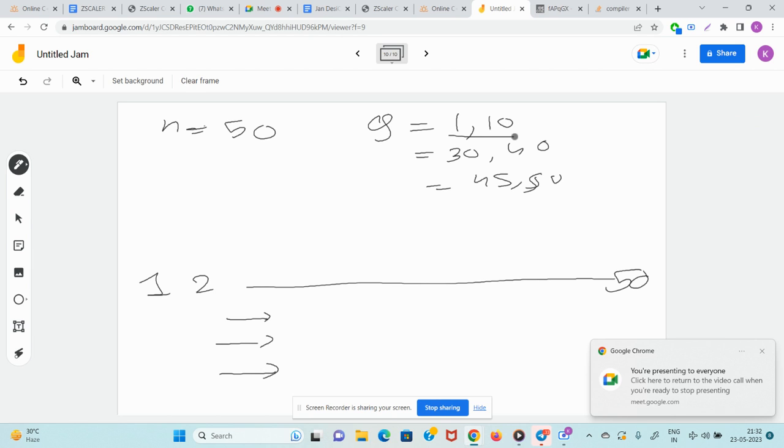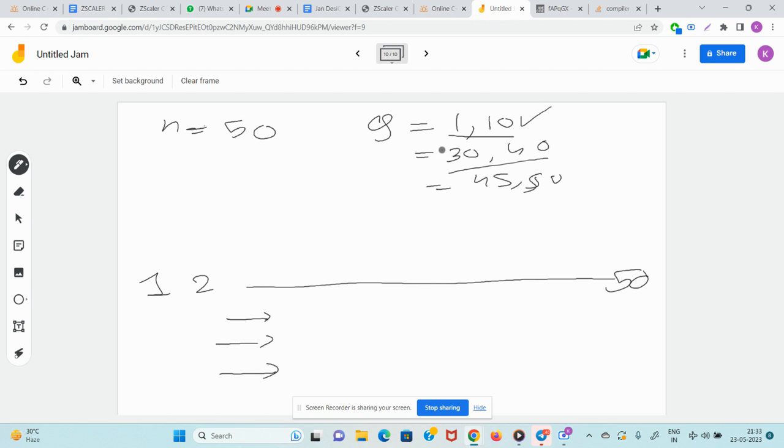1 to 10 you already know. 30 to 40 you know. So the uncovered range will be the last element of this and the first element of this. So it will be 10 plus 1, 11 to 29. So the uncovered range is 11 comma 29. Then the second uncovered range will be the last element of this, 40 plus 1, 41 to 44. Guys, only these two uncovered ranges are there.